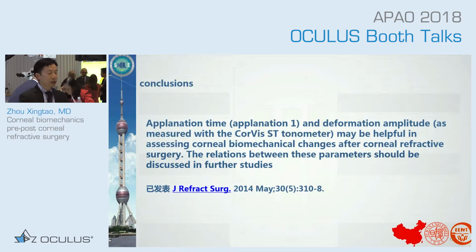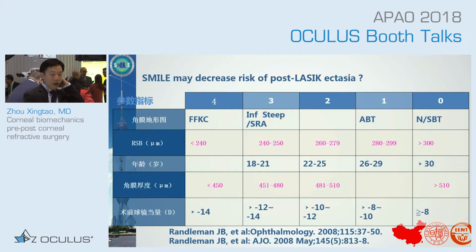Now the conclusion is that A1 and DA as measured with the Corvis ST may be helpful in assessing corneal biomechanical changes after corneal refractive surgery. The relation between those parameters should be discussed in future studies. So this is my mini lecture here. Thank you very much for your attention.